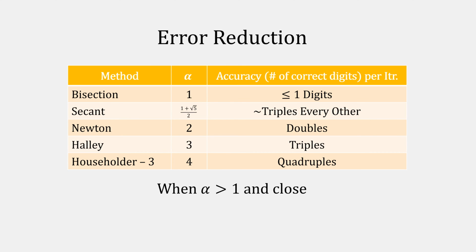You might also expect that when you're close and using a root finding method with an order greater than 1, it should take log base alpha of d iterations to converge, where d is the number of digits of tolerance, which you can write as log of 1 over epsilon.